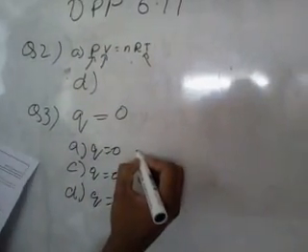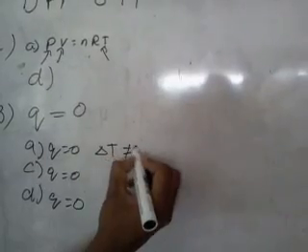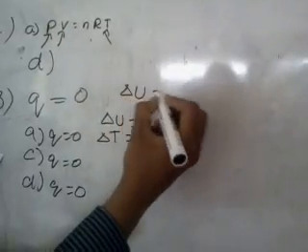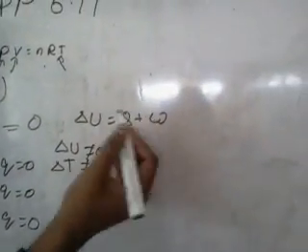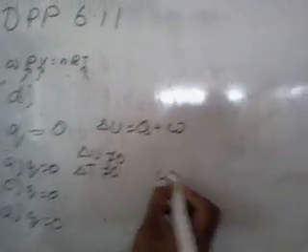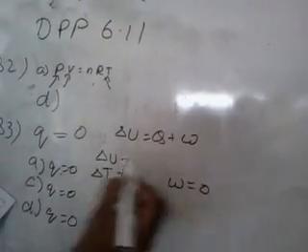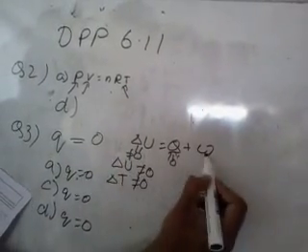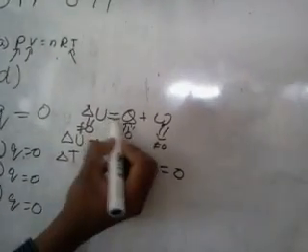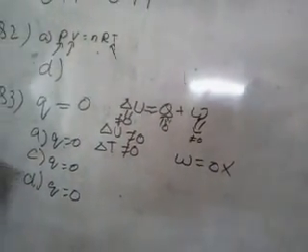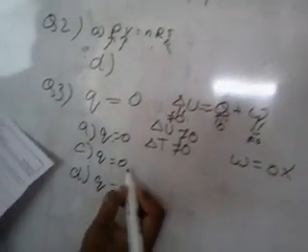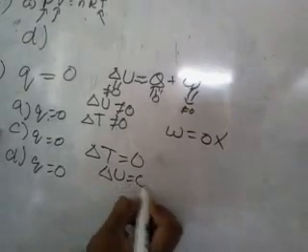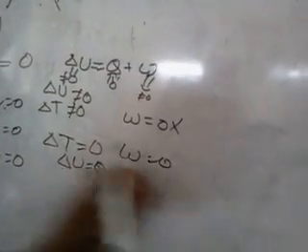Now option A states delta T is not equal to 0. That means delta U is not equal to 0. Delta U is equal to Q plus W, as we all know from the first law of thermodynamics. W is equal to 0, but that is not possible. If Q is equal to 0 and delta U is not equal to 0, then W should be not equal to 0 for the equality sign to hold. So this is wrong. We can't go with it. If Q equal to 0, in option C, and if delta T is equal to 0, that means delta U is equal to 0. So W is ought to be 0. So this is our confirmed answer.